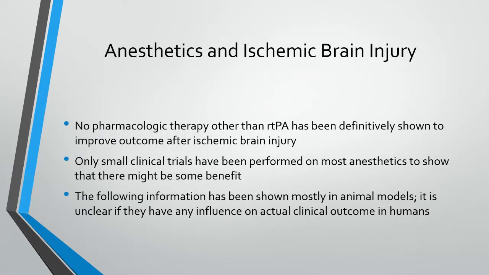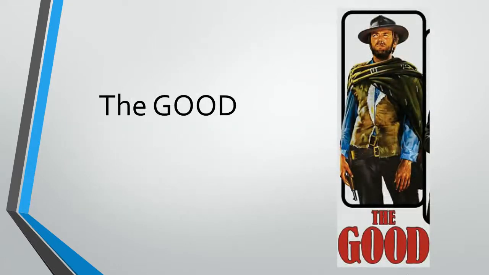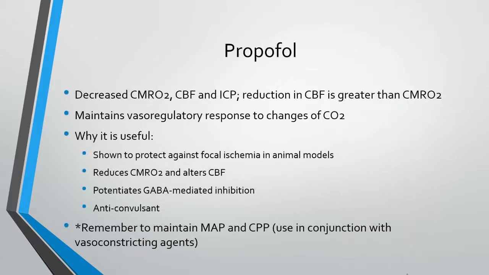Anesthetic medications that we use in the ischemic brain have a lot less evidence as to their benefit in brain ischemia, and only small clinical trials have been performed on humans. Most of the evidence that has been shown has been done on animal models, so it's unclear if they really do influence clinical outcome in humans or not. So we'll go over the medications that are good to use in cerebral ischemia first.